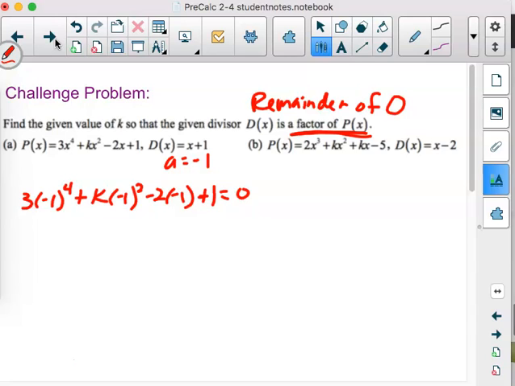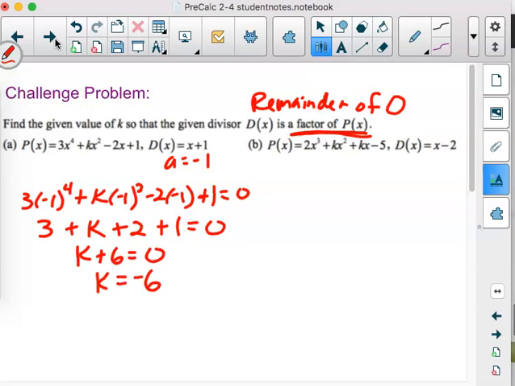So negative 1 to the 4th is 1. 3 times 1 is 3. Negative 1 squared is 1, so that'll be plus k. Negative 2 times negative 1 is plus 2, plus 1 equals 0. Well, that's k plus 6. And we would subtract 6 from both sides. The only way this is going to work so that it will be a factor is if k is negative 6. All right, now I want you to use that same thinking for b.